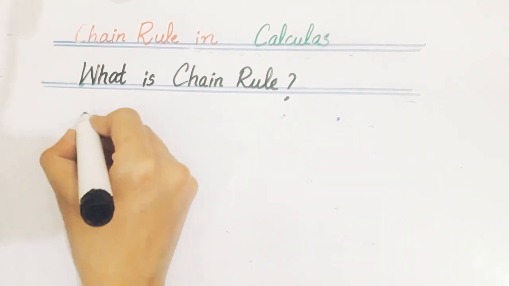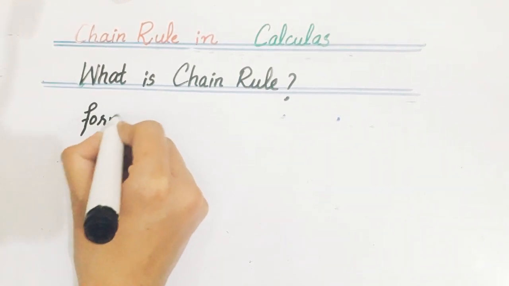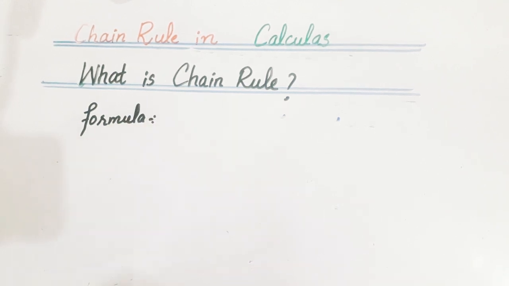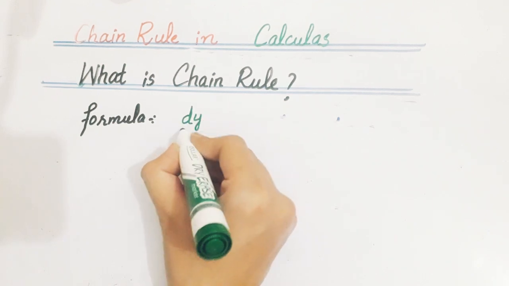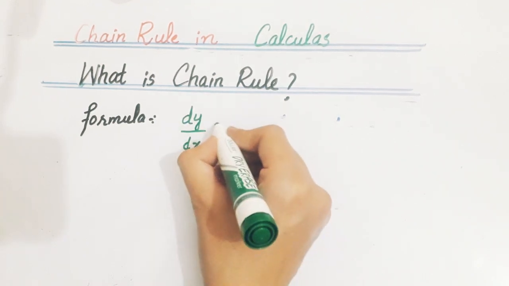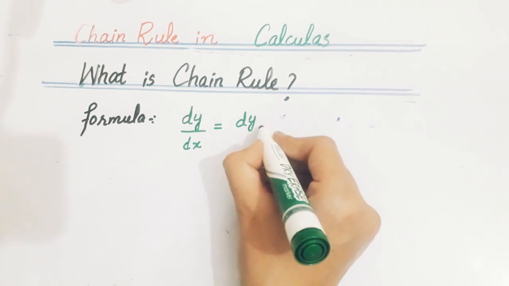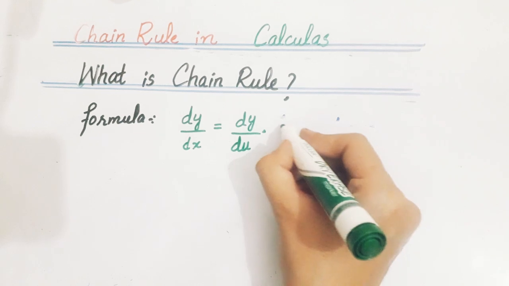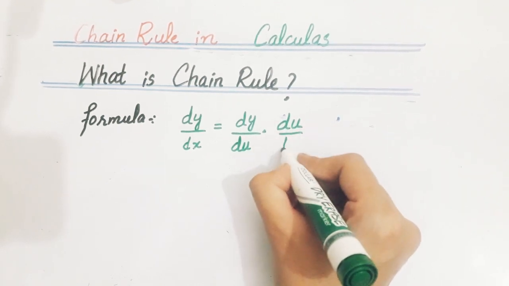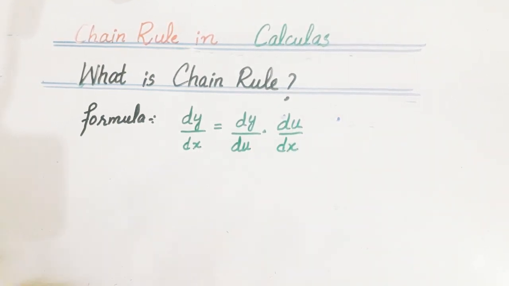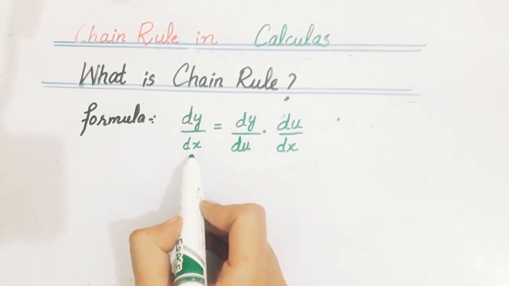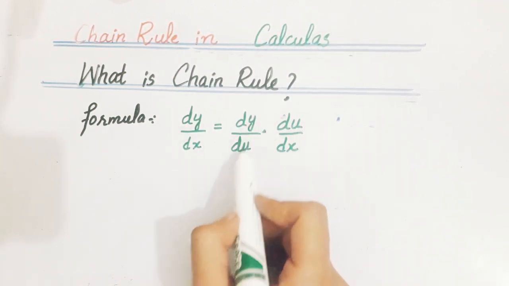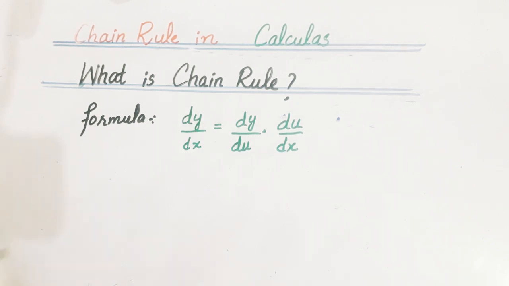First of all, we will study the formula of the chain rule. The formula is dy by dx equals dy by du times du by dx. It means that for dy by dx, we have just multiplied and divided by du. So you have to remember two steps.